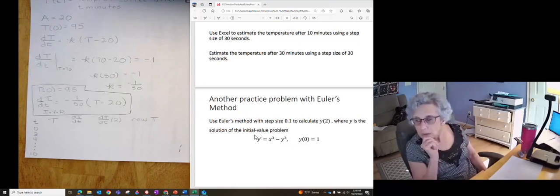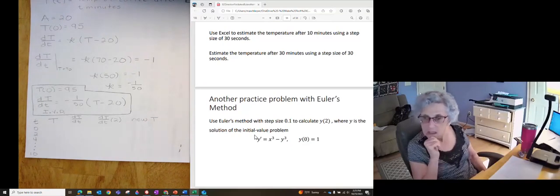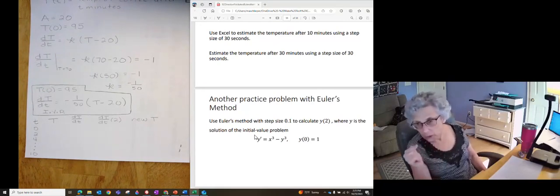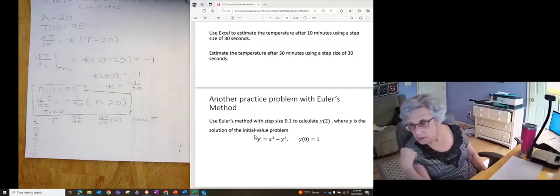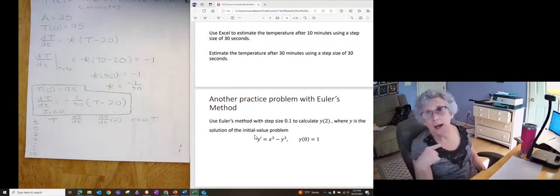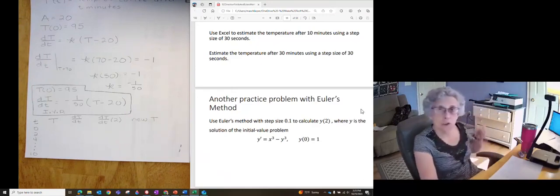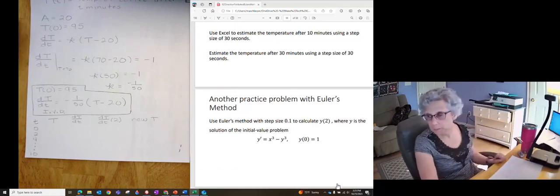We want to use Euler's method with a step size of 0.1 to calculate y of 2, where it's the solution to the following initial value problem, and y of 0 is equal to 1. So I'm counting by 0.1 from 0 all the way up to 2. I don't want to do that by hand. I'm going to use Excel to do it. So you give it a try, we'll come back, we'll compare answers.